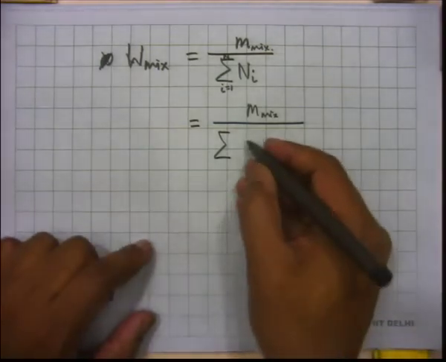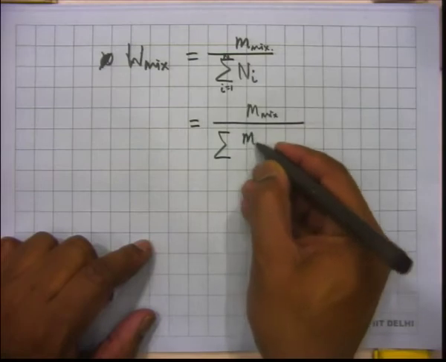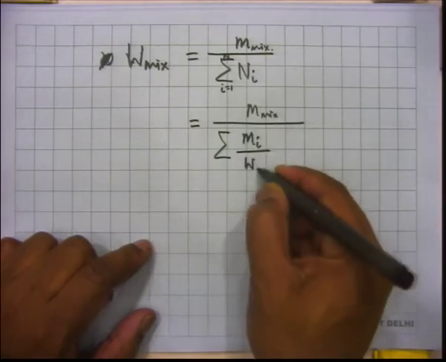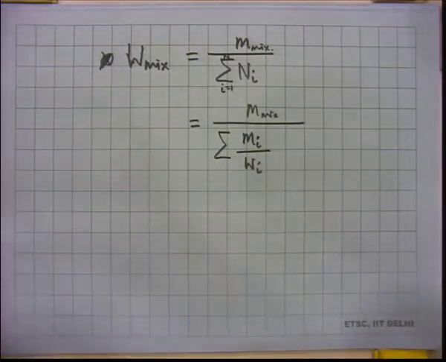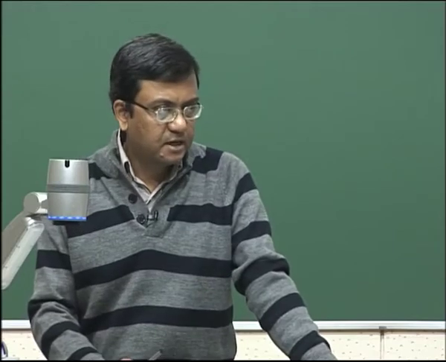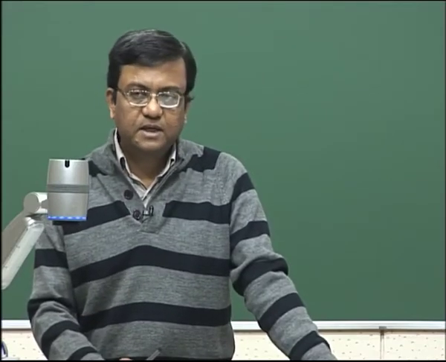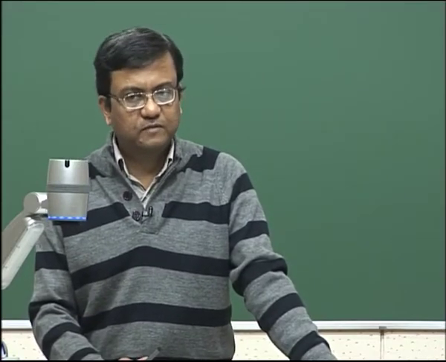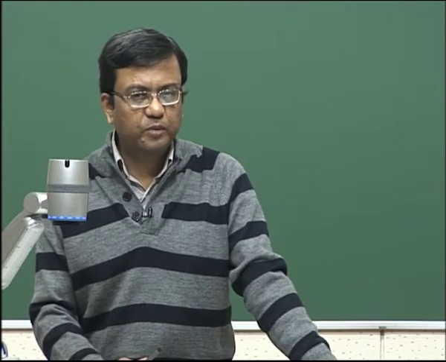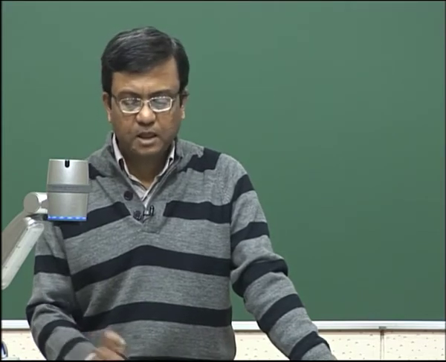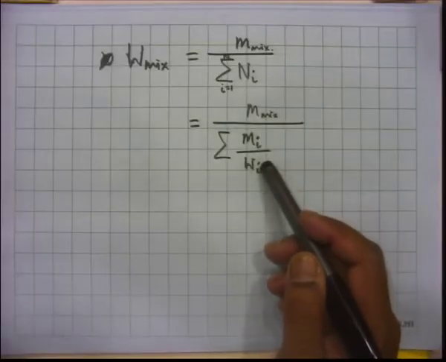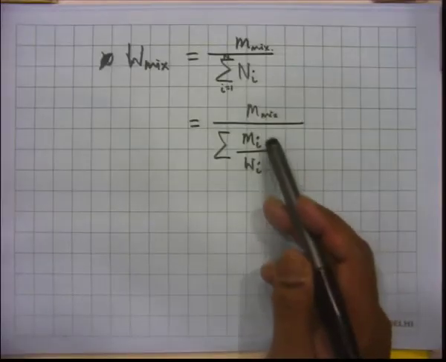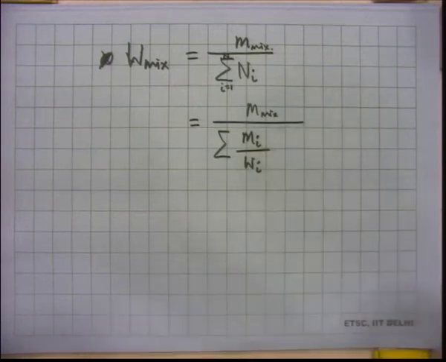So, the way to do it is, instead of n I, we will write m I by W I, correct. N I is the number of moles of the ith species. So, that must be mass of the ith species divided by the molecular weight of the ith species. Mass by molecular weight is the number of moles, is not it. So, this is kg divided by kg per kilomole of the ith species. So, that gives you kilomole of the ith species.